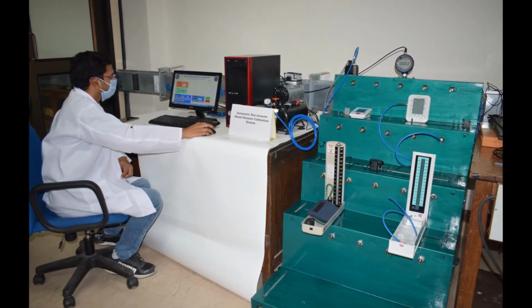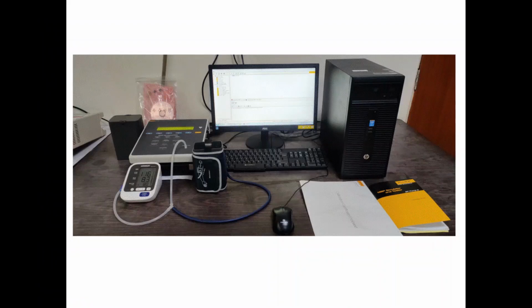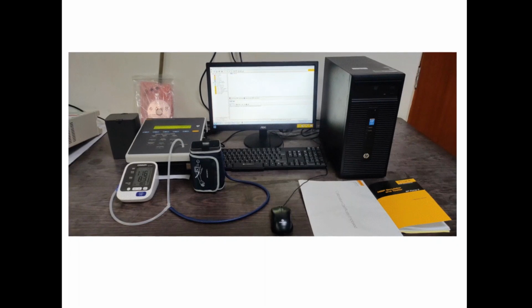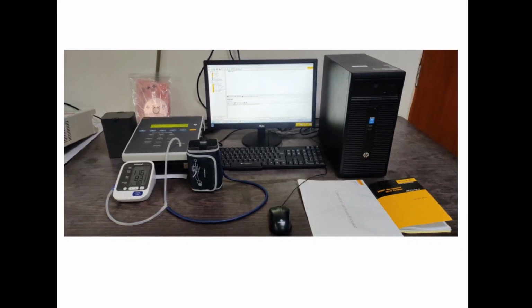The system is dedicated to the nation for common people, industries, research laboratories, and blood pressure device manufacturers.